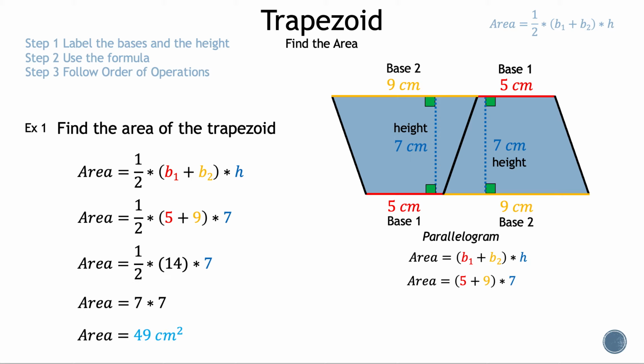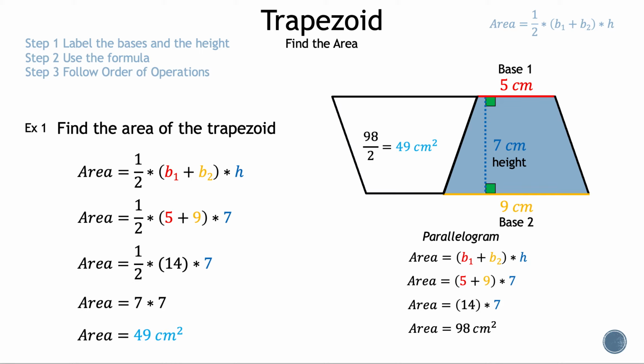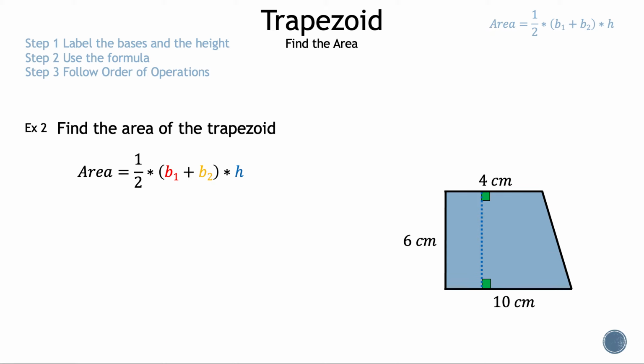Let's continue with the order of operations and add the numbers. 5 plus 9 is 14. Now we have area is equal to 14 times 7, and the result of that is 98 centimeters squared. That's the area of the parallelogram. Remember, we only want the original, so we're going to divide by 2 to take away the trapezoid that we added. And the result of that is 98 divided by 2 is 49 centimeters squared, the same as our original trapezoid. And now let's take a look at example 2.